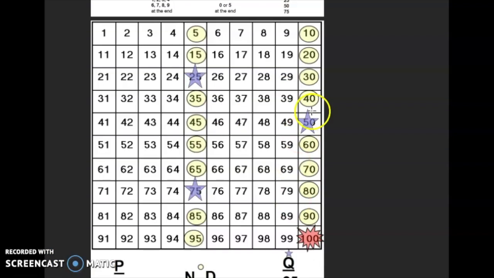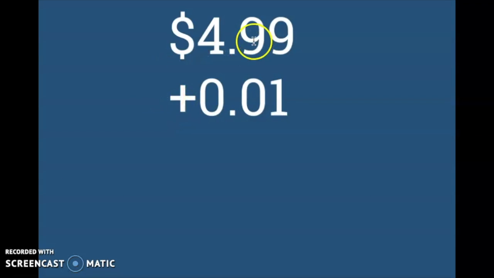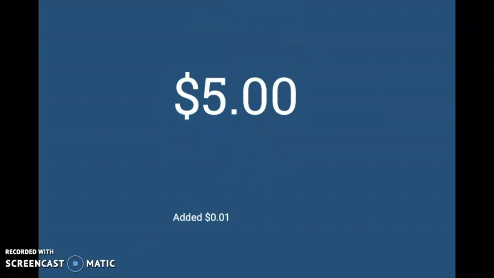Let's go to our numbers chart and look. Okay, we're at 99 and we want it to be a 0 or a 5. So I just need to add 1 and I will be at 100, which will be a 0. So I'm going to add 1. If I add 1 to $4.99, that makes it $5. So we added 1 penny to get from $4.99 to $5.